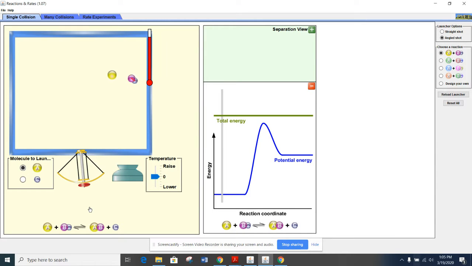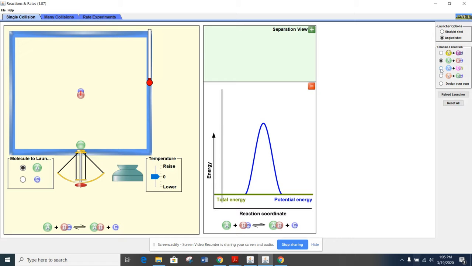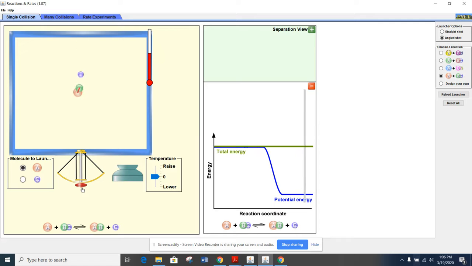You're welcome to watch this run for 5 minutes on your own to see if you can eventually get it to collide at the correct orientation with enough kinetic energy to break bonds and make bonds. Now, you've got different reactions. I could choose reaction 2 or 3 or 4. So this one is very exothermic with literally no activation energy. Anything at all that I give this is going to be enough energy to create a product. Break a bond and make a bond.